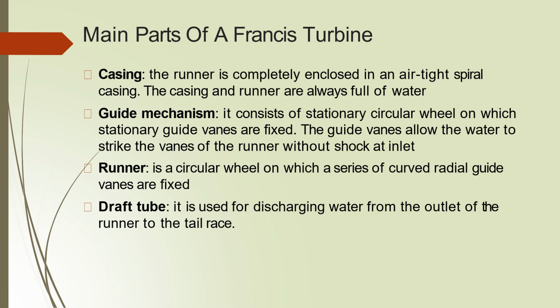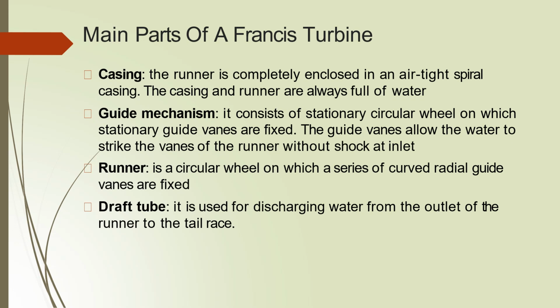The important parts of Francis turbines are, first, the casing, which encloses the runner completely in an airtight spiral casing. The casing and runner are always full of water. That is the main difference. In the case of a Pelton wheel, the casing need not be full of water, whereas in the case of a Francis turbine, the casing should always be full of water.